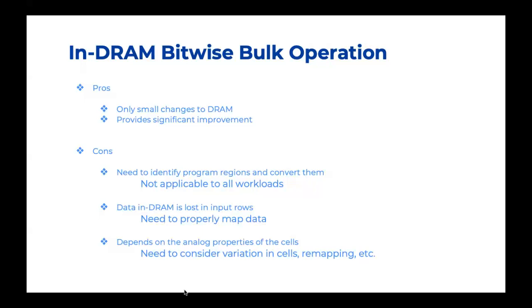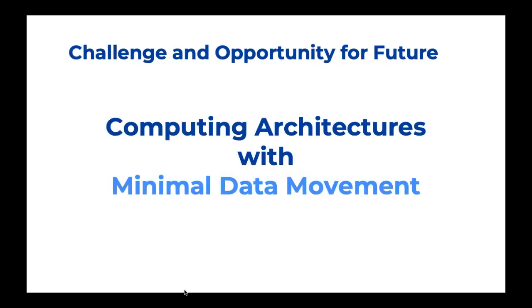Data in DRAM may be lost in input rows, so we need to properly map data. So we need an intelligent algorithm, and the data depends on the analog properties of the cell. So we need to consider variation in cells and also remap our data. Challenging, but an opportunity for our future.